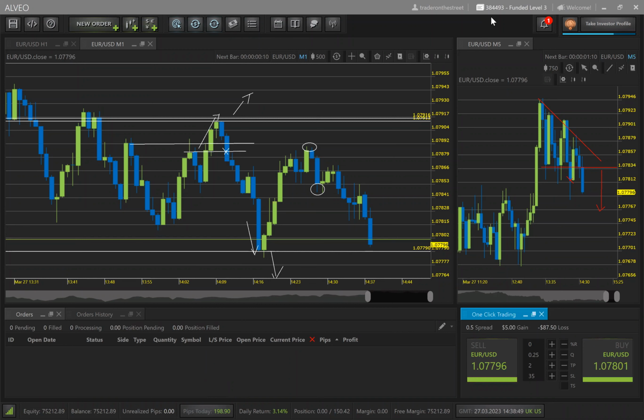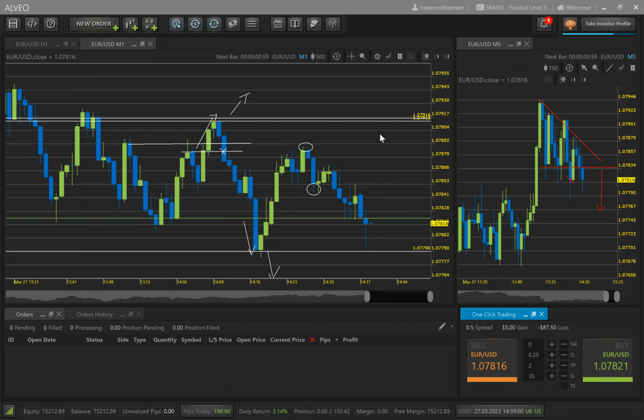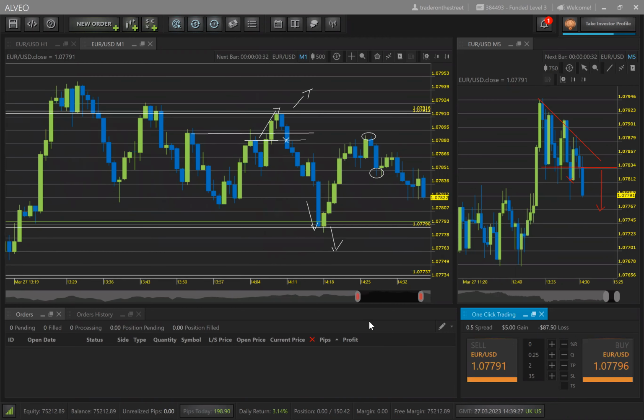So to switch accounts, Amanda, you just come up here and you switch accounts. Unfortunately, you can't run two trading accounts, two Alveo sessions at the same time. You have to have two Alveo accounts in order to run two sessions at the same time. What that means is you have to have two different usernames and passwords. Otherwise, you can just switch back and forth between funded accounts.